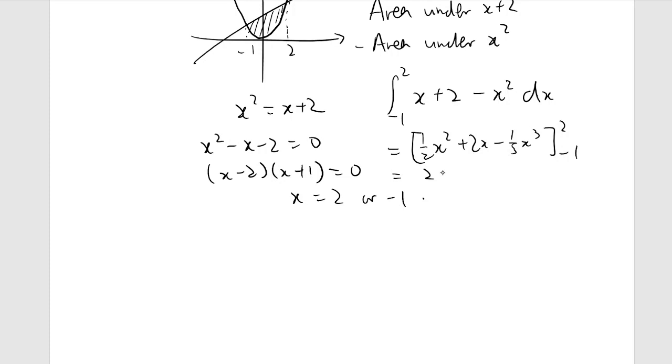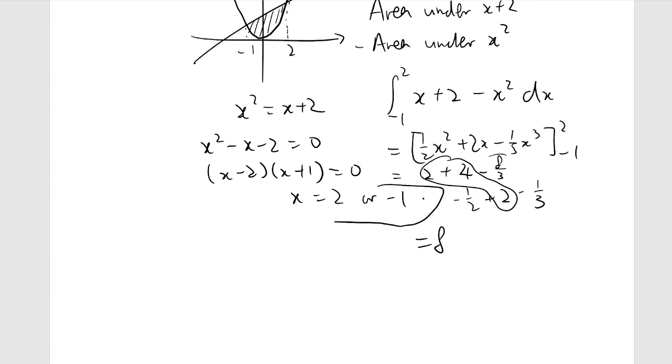So that would be 2 plus 4 minus 8 on 3. Yep. And minus a half plus 2 and minus 1/3. Okay, right, so what do we have now? So 2 plus 4 plus 2, that gives us 8. Minus 8 on 3 minus 1/3, or that's minus 9 on 3.